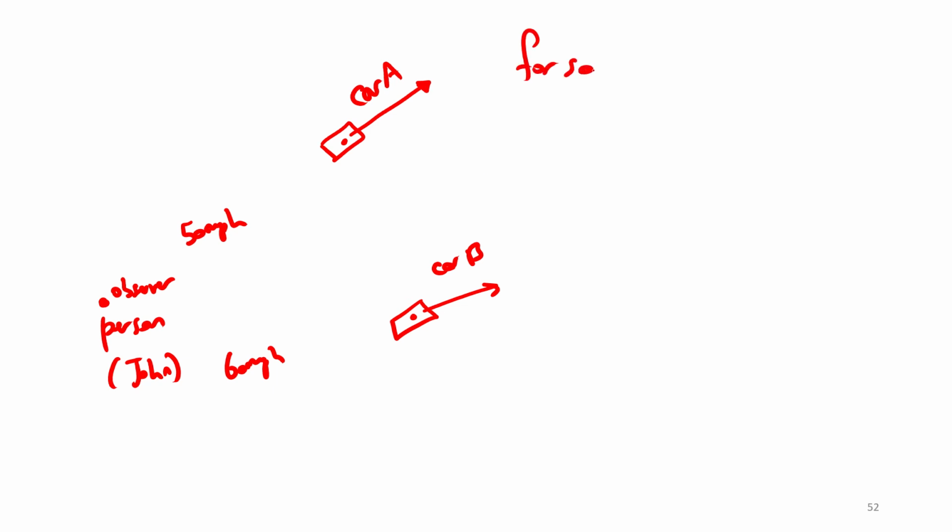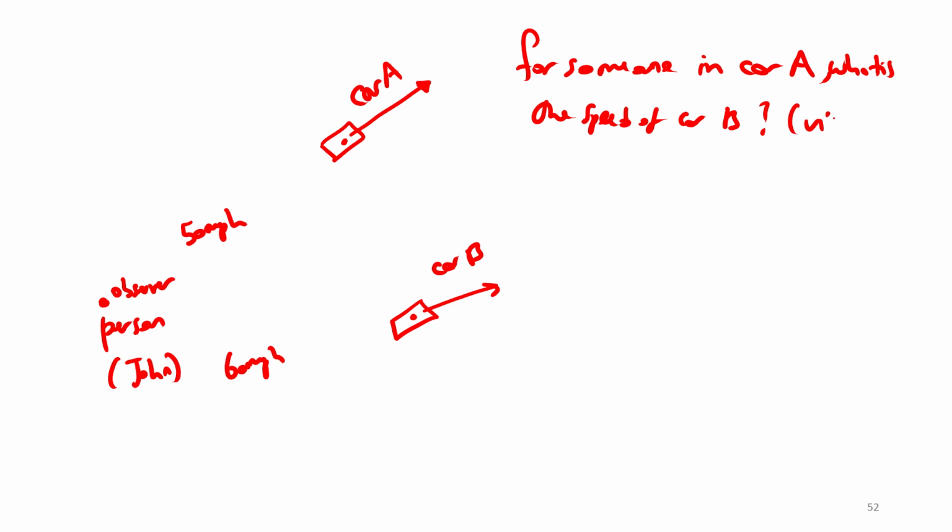So for someone in car A, what is the speed of car B? Or vice versa, the other case is also possible. So for someone in B, for example, what's the speed of car A? Okay, this is what it looks like. Why do we need this additional information of 60 and 50 mph? Because it will help us to solve the problem.